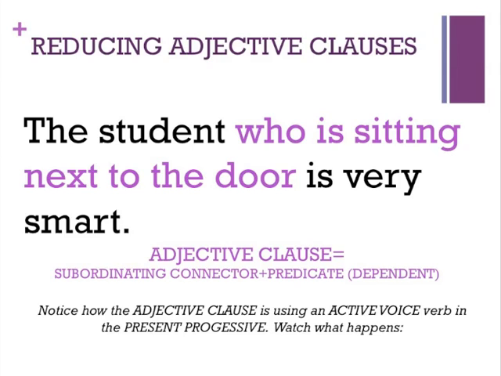One key thing to notice, though, is the voice of the verb. The voice of the verb in this situation is what we refer to as active voice. In other words, the student, if you recall, is also the subject of the verb in this part. So in other words, this person is doing this particular action. So yes, it's an active voice verb, and it's also in the present progressive. Now that's very important because watch what happens.